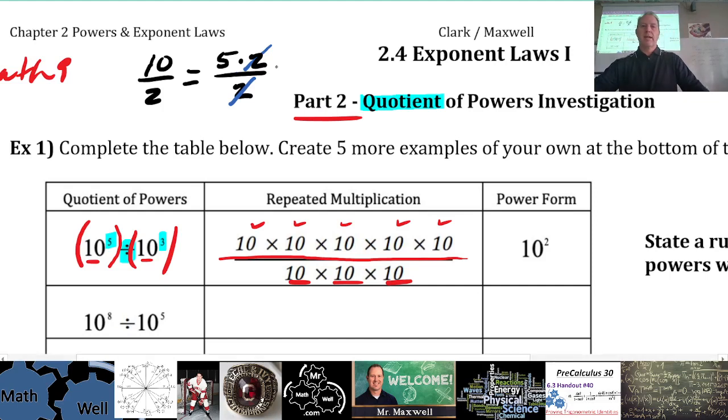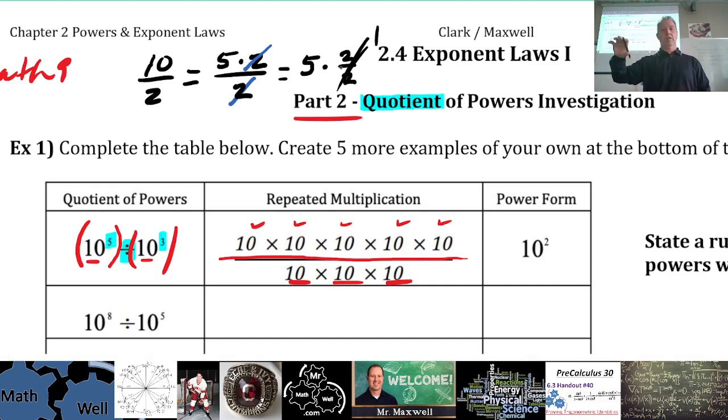Because this can be written as 5 times 2 over 2, and 2 over 2, of course, is just 1. That's why 10 divided by 2 is 5. That's how we show that, and it's called dividing out common factors. The top of a fraction is called the numerator, and the bottom of the fraction is called the denominator. The denom is on the bottom.